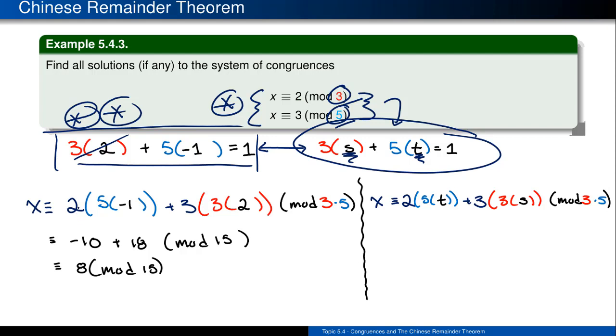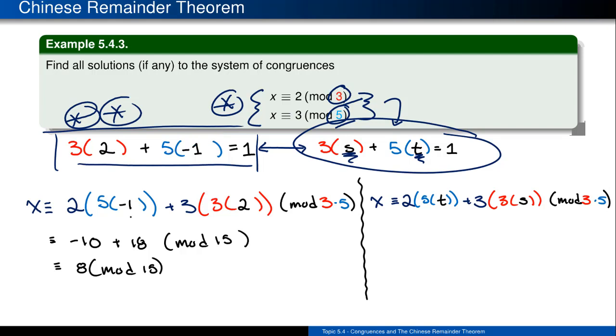Likewise, if I look at this equation up here and reduce it modulo 5, well, this thing is going to disappear modulo 5, and I'm going to be left with something that looks like 3 times 2 is going to be congruent to 1 modulo 5. I don't want a 1 mod 5, I actually want it to be a 3. So what I'm going to do is multiply this 3 times 2 by a 3.